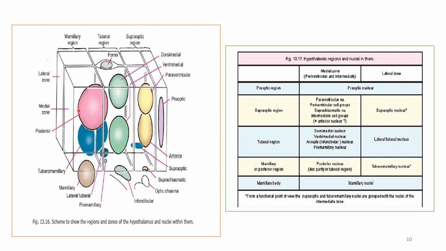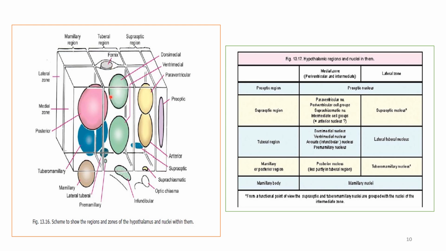Here you can see this is the medial zone. This is the lateral zone. This is the preoptic nucleus, the preoptic region. And here you have the supraoptic region: paraventricular nucleus, anterior nucleus, suprachiasmatic nucleus, and laterally you have supraoptic nucleus.